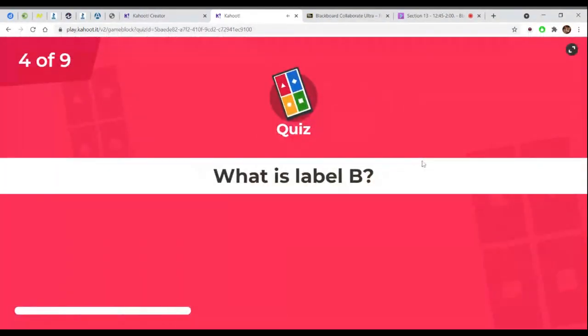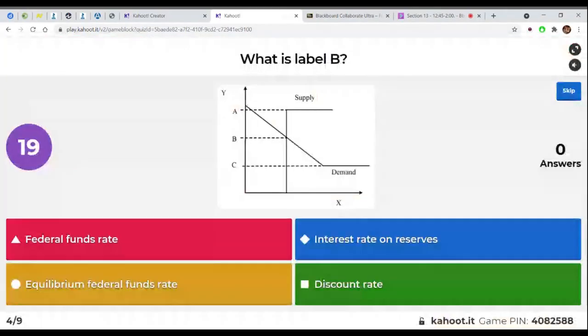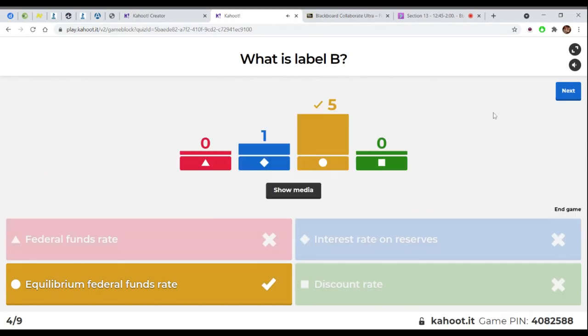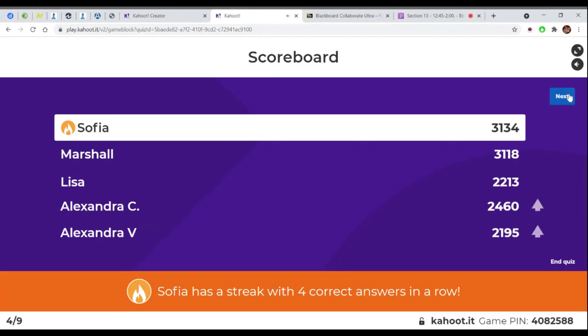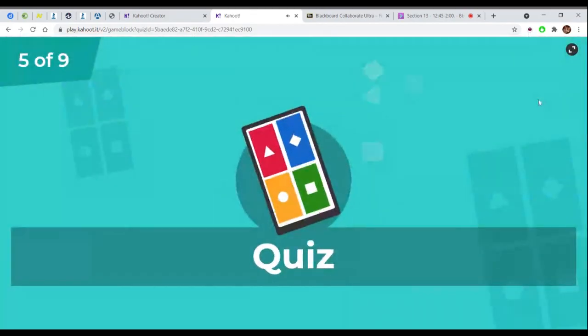Next, what is label B? Federal funds rates, equilibrium federal funds rates, interest rate on reserves, or discount rates. One second left. It is the equilibrium federal funds rates. It's where the two cross, the demand and the supply. All right.